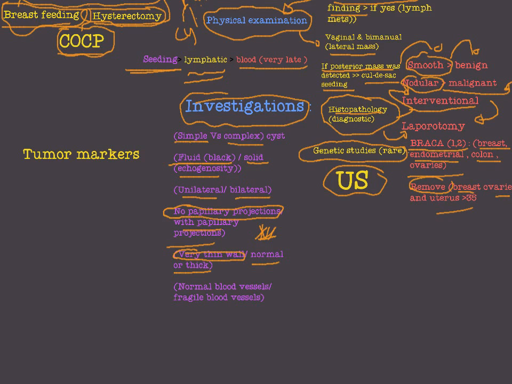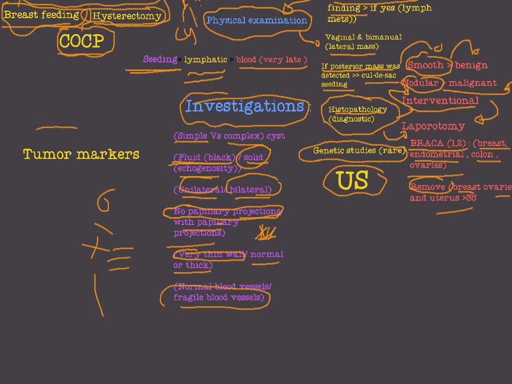So again, how do we distinguish between simple and complex cysts in ultrasound? A simple cyst is fluid, seen as a black material, unilateral on one side, with no papillary projection, a very thin wall, and normal blood vessels. But a complex cyst is solid. We see echogenic material on ultrasound. It is bilateral, on both sides, and has papillary projections and a thick wall with fragile blood vessels.